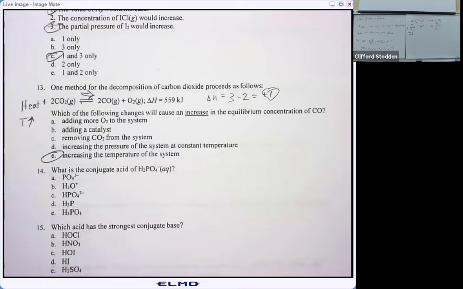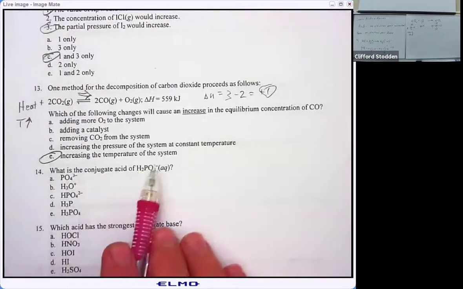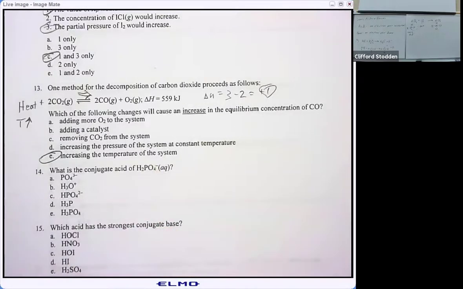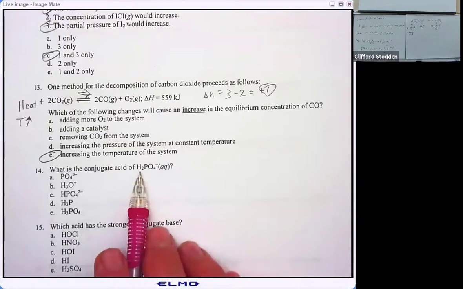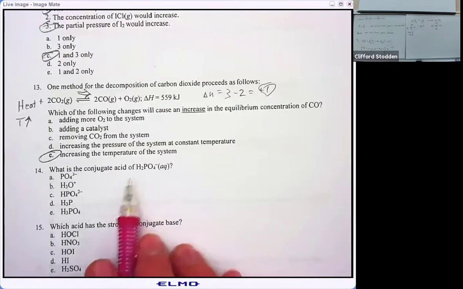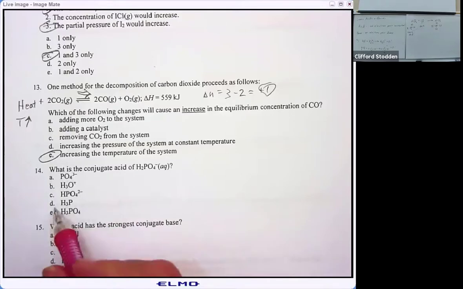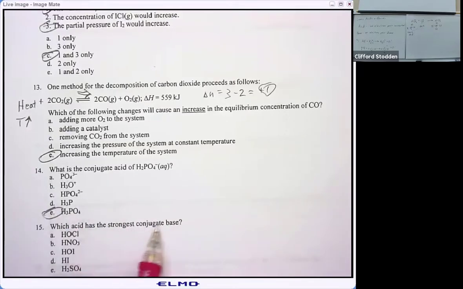Number 14, what is the conjugate acid of HPO4 minus? Easy question. For conjugate acids, you just have to add an H plus to whatever you're given, and then you get the conjugate acid, which for this one would be E, H3PO4. Which acid has the strongest conjugate base? Now this question comes from that section in the book talking about the relative strengths of acids according to the structure of the acid.